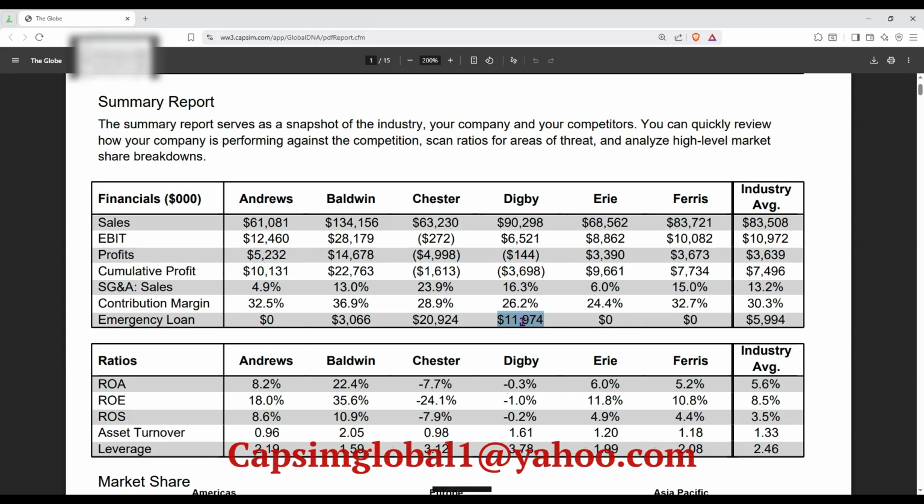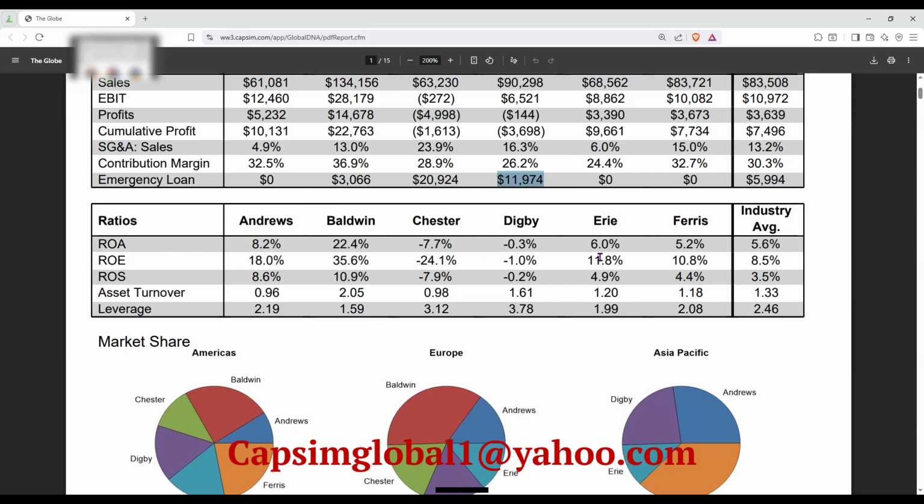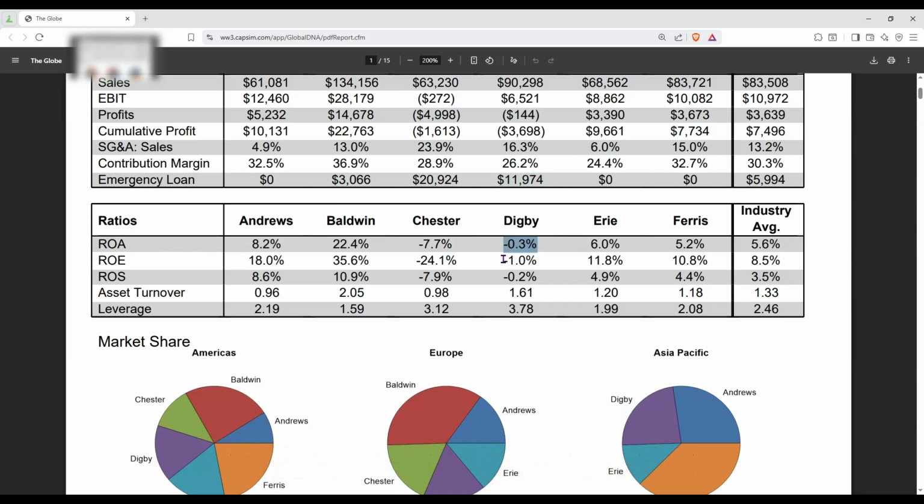We actually have the second highest sales, but our profit is negative, and also we have an emergency loan. Emergency loan mainly is because of having high inventory or maybe bad financial decisions. So for the person that I'm working for, I feel that it's because of the high inventory that he has in his products.